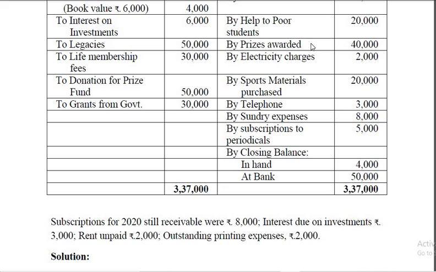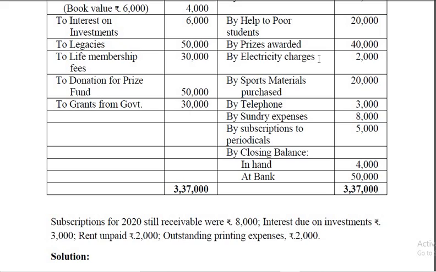And then prizes awarded, this is relating to prize fund. In the liability side, you will have opening balance of prize fund. To this, current year donations are added, and if there is any income from investment, that should be added, and then any expenses from the fund will be deducted. That's in the balance sheet. We have nothing to do with the preparation of income and expenditure account.